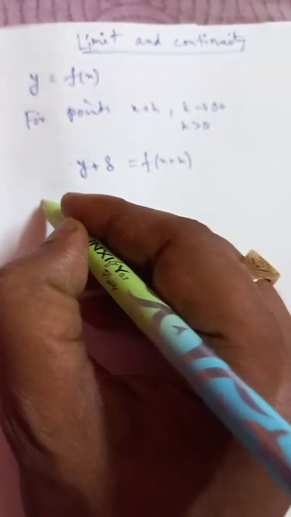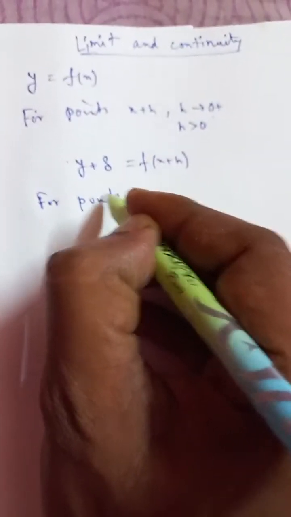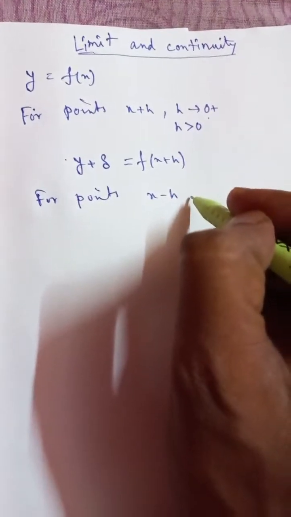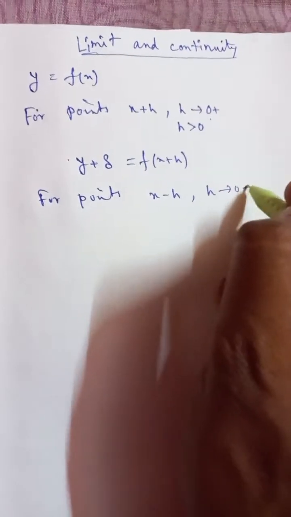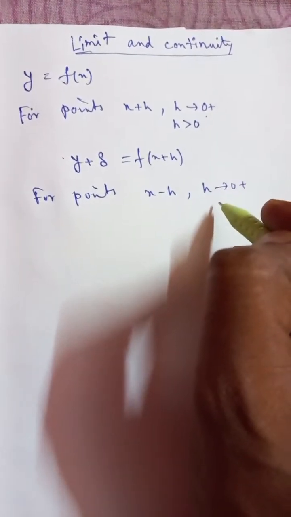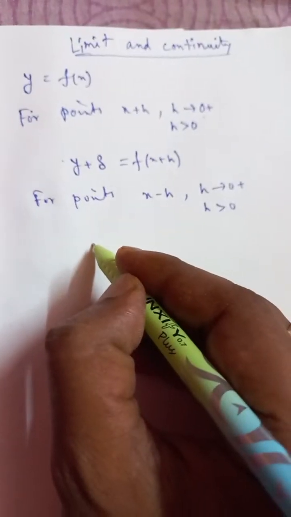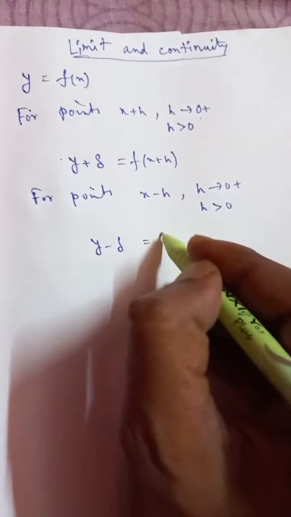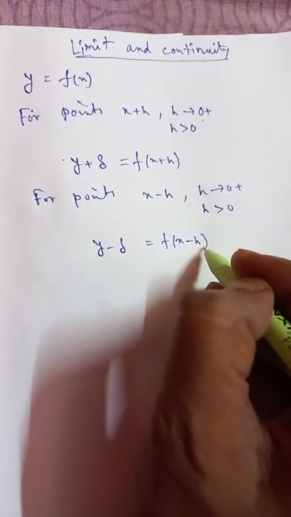Now for points x minus h, h again tends to 0 plus and h greater than 0. This will be y minus del y equal to f(x minus h).